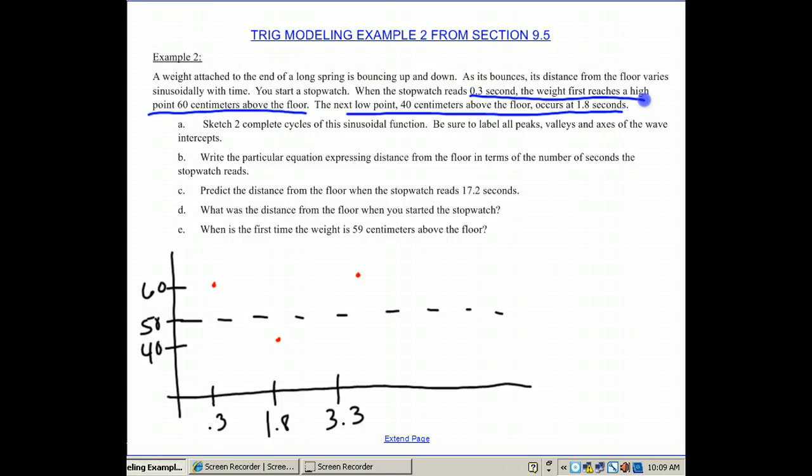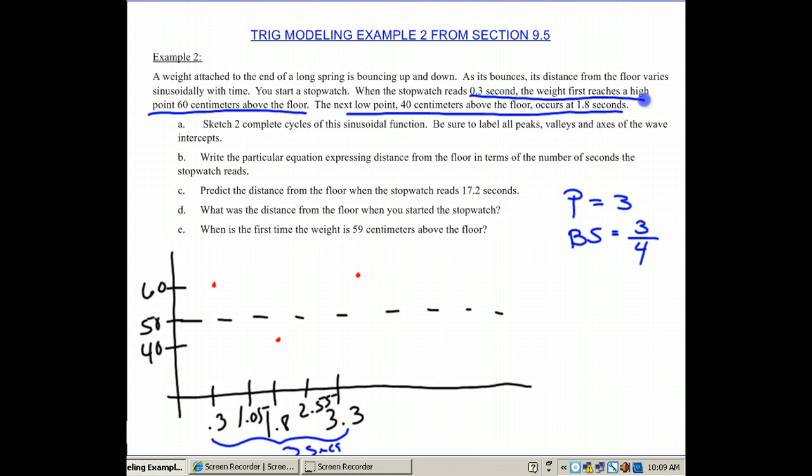One cycle from here to here is 3 seconds, so my period is 3 seconds. So if period is 3, my best scale is going to be 3 over 4, or 0.75 seconds. So the distance between each unit needs to be 0.75. To fill in those missing spaces, 0.75 from 0.3 gives me 1.05, and 0.75 from 1.8 gives me 2.55.